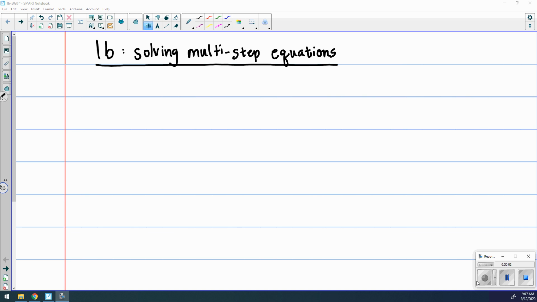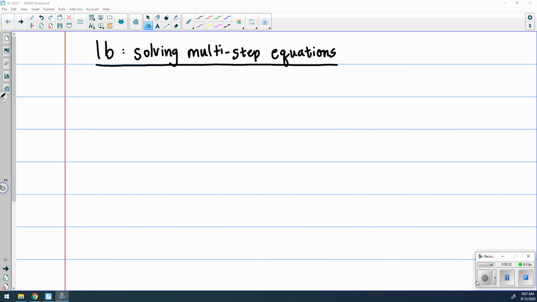All right, here we are, 1B, solving multi-step equations. One of my favorite things to do in algebra is just solve equations. The harder, the better. The more steps, the more numbers, the more variables. I love it all. I love solving multi-step equations because I really only have to remember two things. I need to remember the inverse operations and then the order of operations.